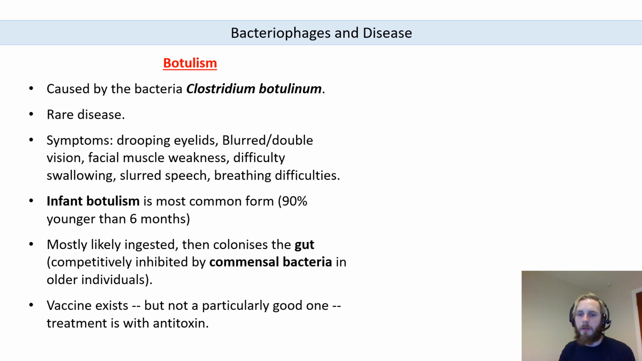Infant botulism is botulism that occurs in infants, and the principal feature of infant botulism is that if you pick up a baby with infant botulism, it's described as a floppy baby, like their limbs are just flopping down. So again, paralysis is the defining feature of botulism.